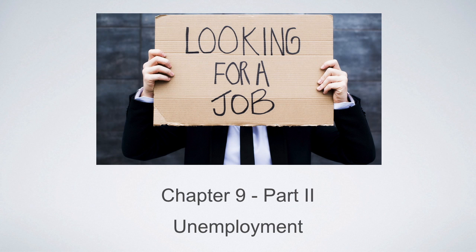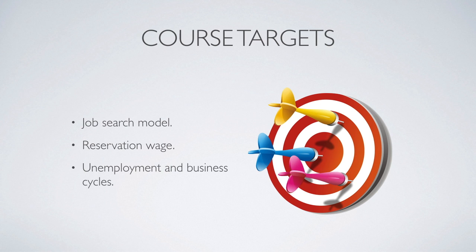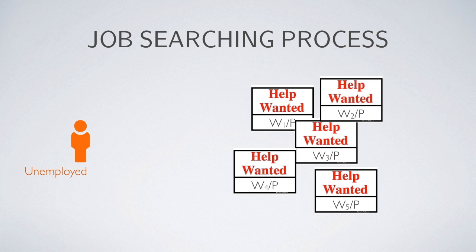Hi everyone, today we are going to continue our learning about employment. For this chapter, our course targets are learning a job search model to help us understand the fluctuation of job finding rate. And to understand the model, we also introduce the concept of reservation wage. And then we are going to combine the model to help us understand the relationship between employment and business cycles.